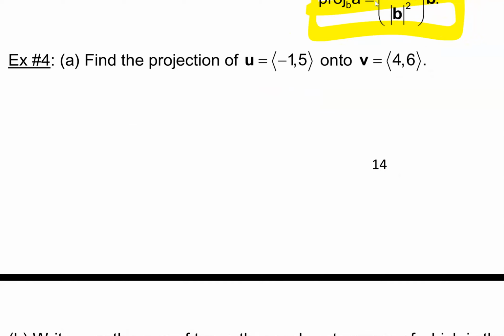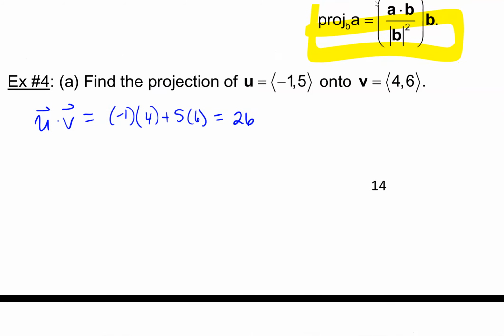So to find the projection of U onto V, we're going to take the dot product. This is going to be -1 times 4 plus 5 times 6, so -4 plus 30 is 26. Okay, and then we need the magnitude of V. It's just the magnitude of the vector V, because it's just the number. That is going to be 4 squared plus 6 squared, so 16 plus 36, square root 52.